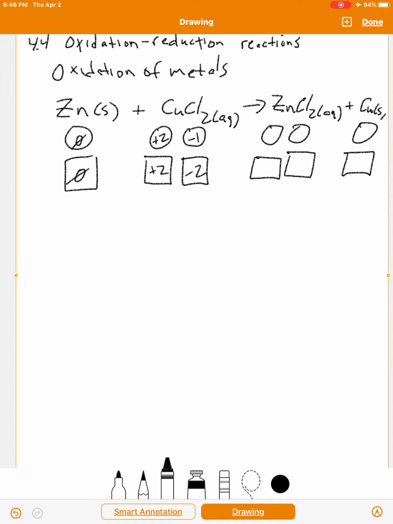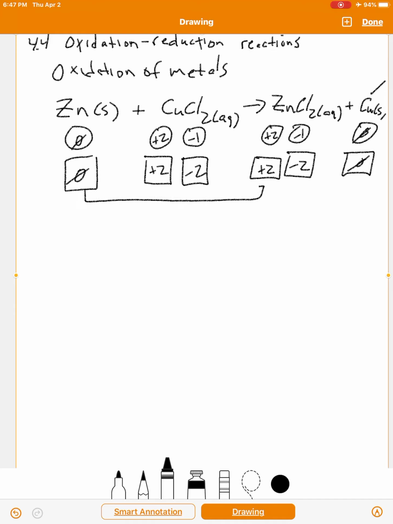And then we do the same thing on the product side. Chlorine's -1, there's 2 of them, so that's -2, which means the zinc's got to be +2. And since there's only 1 zinc, that zinc has to be +2. And then copper over here is an element, so it's 0, and so the total contribution is 0. Okay, so now what you can do is you say, well, look what happened.